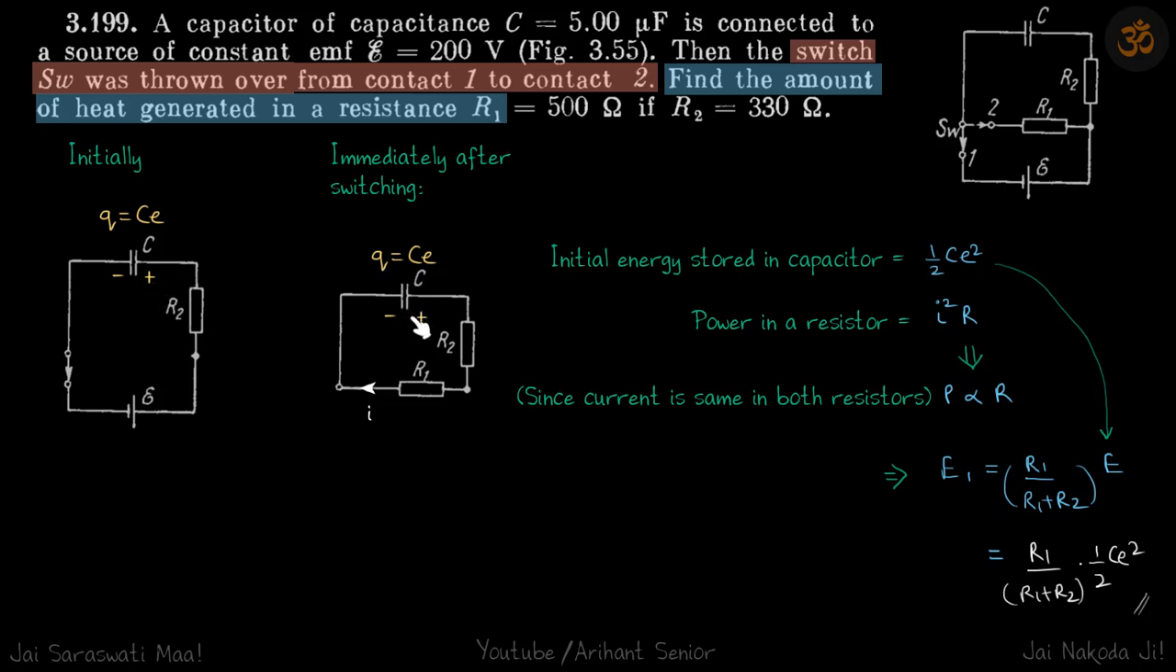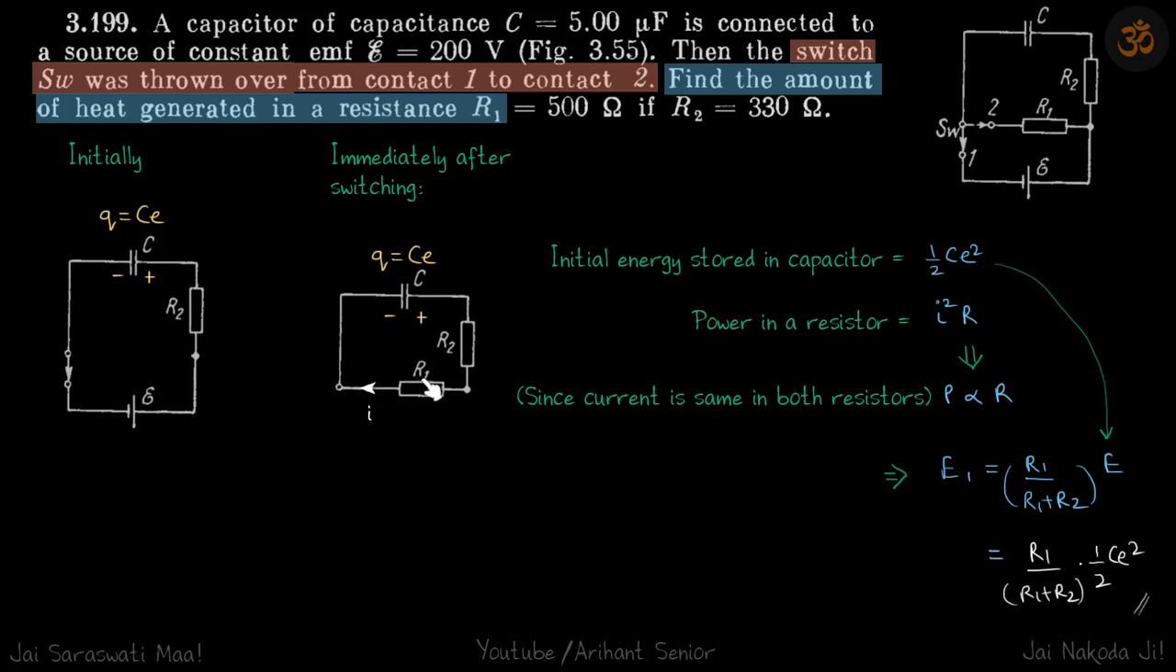And now we need to find what is the power generated in R1. So of course, the power generated in R1 and R2 combined is the total energy stored in the capacitor, because when the capacitor discharges, all its energy is consumed by R2 and R1. So in R1, how much energy is consumed? That's what they are asking.